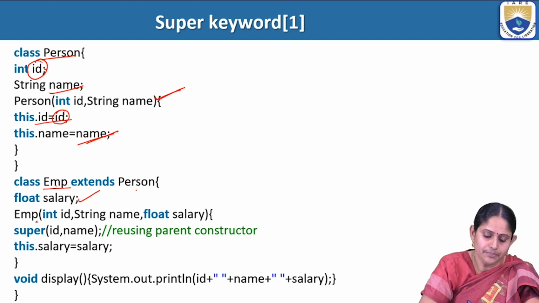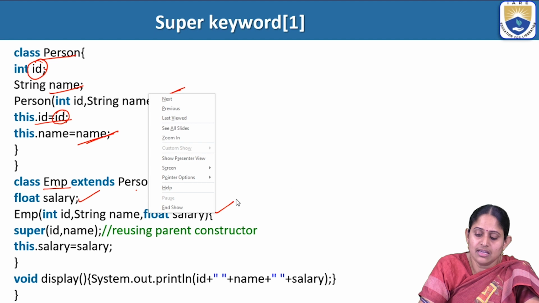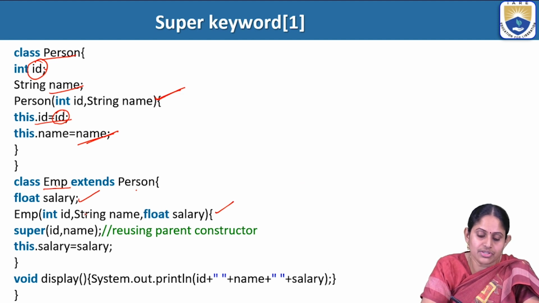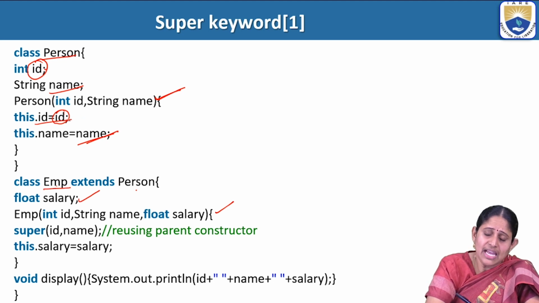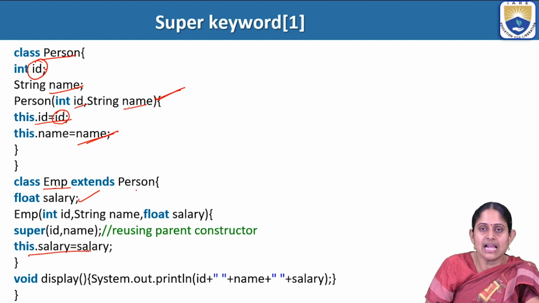Now the constructor of the employee has to use the person constructor. It can use the person constructor to initialize the name and ID since it is already defined, and you can have the salary initialized inside its own constructor.